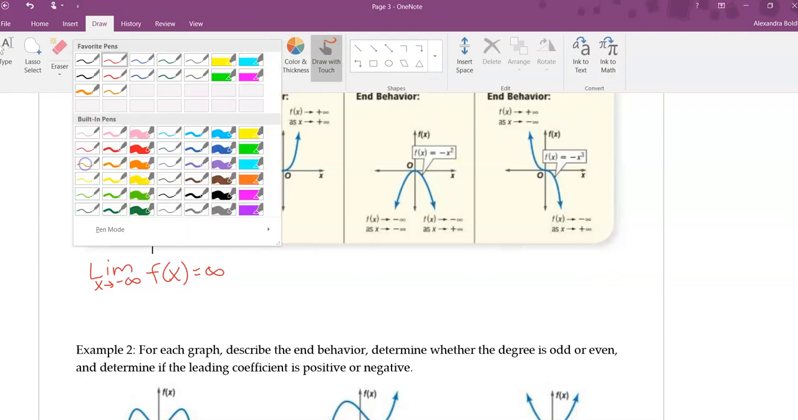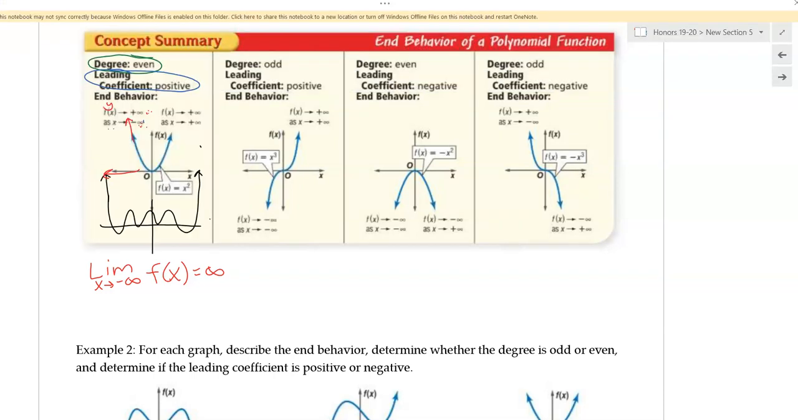On the other side, right, because there's two ends to a graph, it's going this way. As x approaches positive infinity, what's f of x doing? Well, it's also going up. So the limit as x approaches infinity of f of x equals positive infinity. All right, so that's our first type of end behavior.